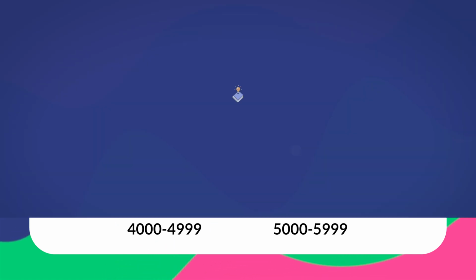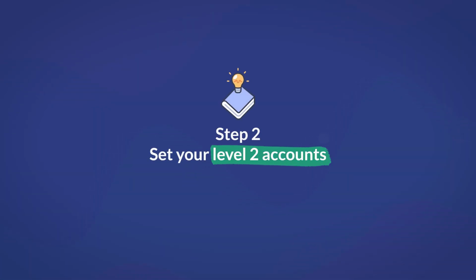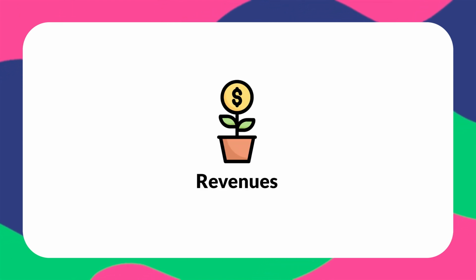So now moving on to step 2, which is set up your level 2 accounts. It's time to drop in all your level 2 accounts. What kind of information fits into each of these 5 overarching categories? Here's just a quick breakdown. So first is revenue accounts.